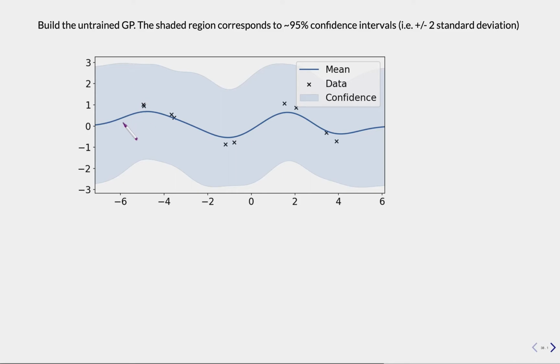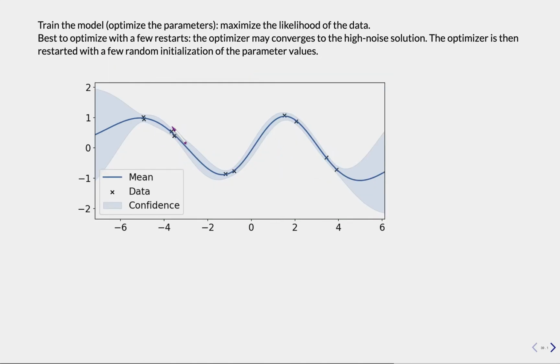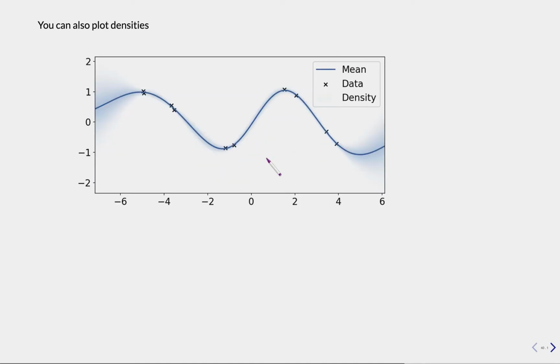This is the untrained GP. So I've chosen some kernels. This is my data and the mean confidence. So I haven't looked at the data yet. After I look at the data, I can now see exactly what I was doing before. So I have lower certainty around data points, a bit higher between them, and very large when there's no data nearby. And you can also plot the density, just a different kind of plotting. Sometimes it's nicer to look at this.